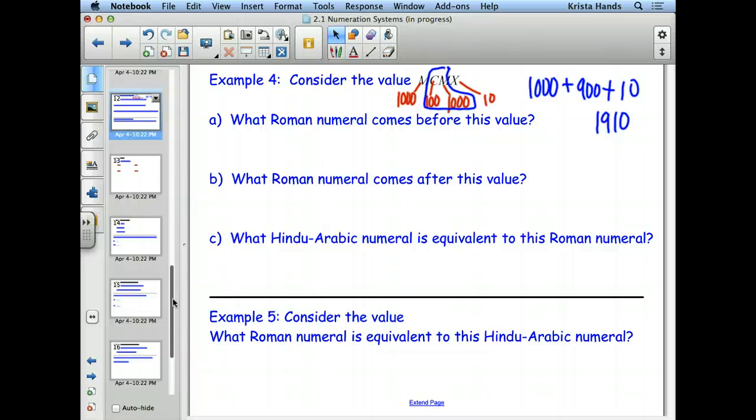So we actually did part C. I guess we're going all out of order today. All right, there's the 1910. I did it already. Let's go backwards and go to the 2 pieces I skipped. All right, part A, it says, what Roman numeral comes before this value?